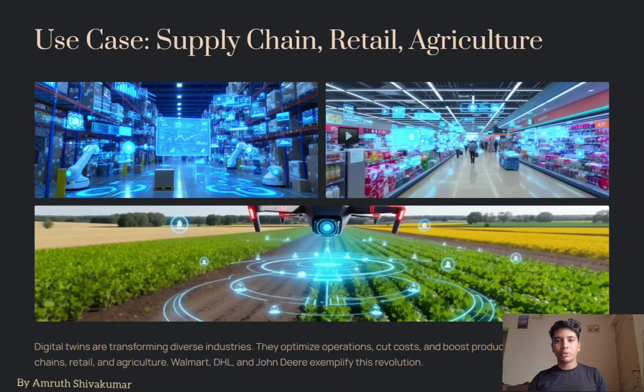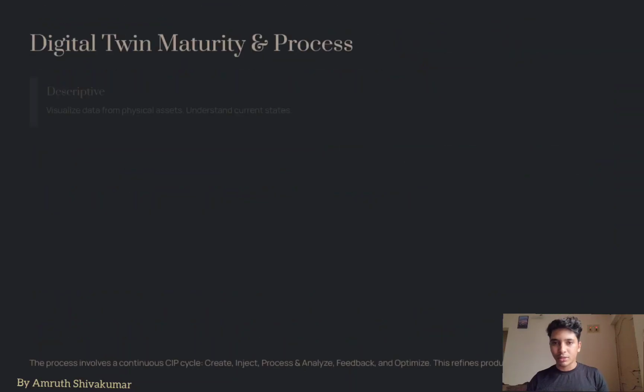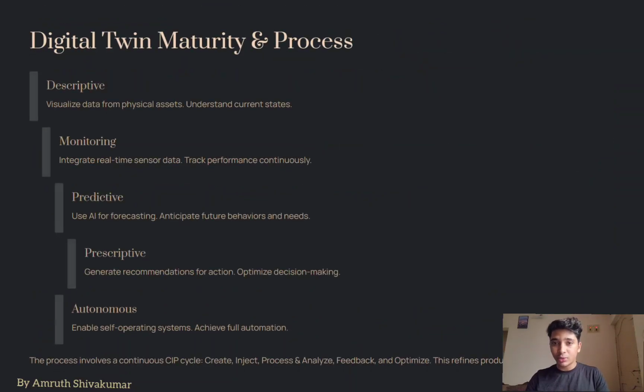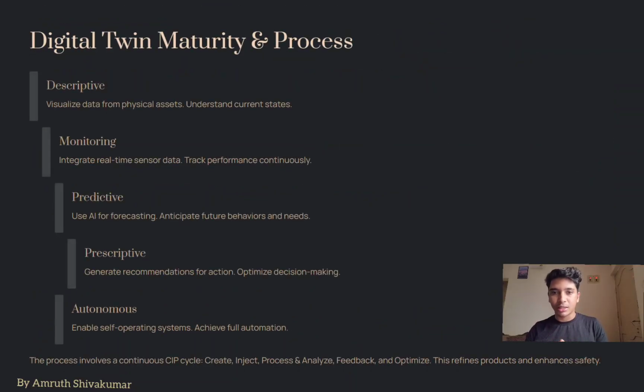Now let's come to digital twin maturity and processes. Like humans, digital twins also mature stage by stage. The five stages of this process include the descriptive stage, monitoring stage, predictive stage, prescriptive stage, and the autonomous stage.